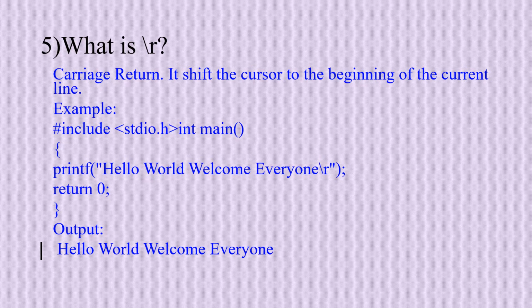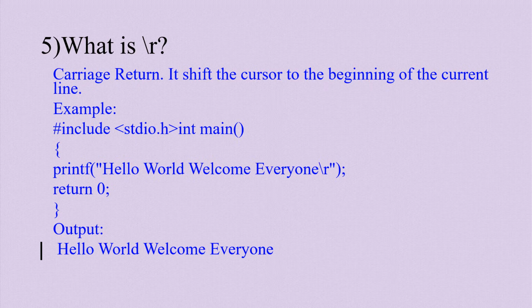Now the next escape sequence is \r. This is also called carriage return. Okay, now what is the difference between \n and \r? With \n, your cursor will go to the last position, but if you are using \r, your cursor will come back to the first position, or you can say the beginning of the current line.